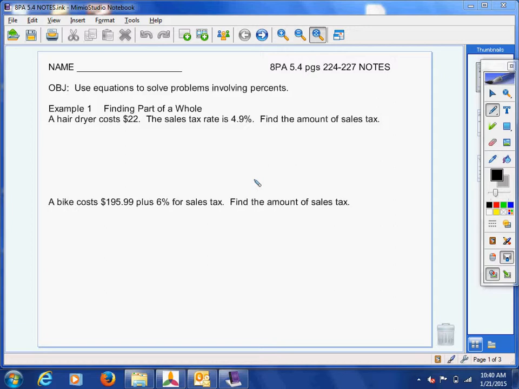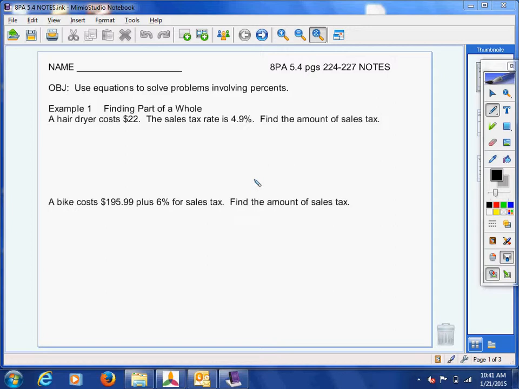And here's our scenario. A hairdryer costs $22. The sales tax rate is 4.9%. Find the amount of sales tax. Okay? So whenever you go to a store or you go to a restaurant, the price on the menu, you pay that price. But your bill is going to be higher. Why? Because of tax. And different areas you go to will have different tax rates.